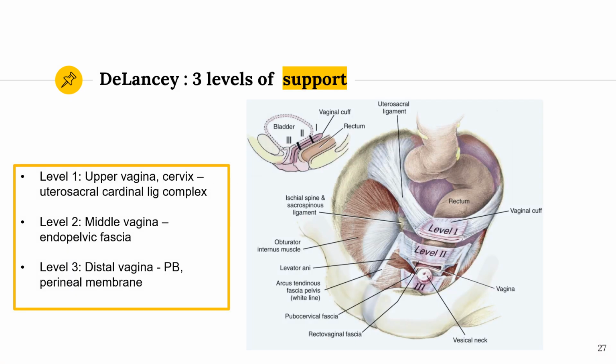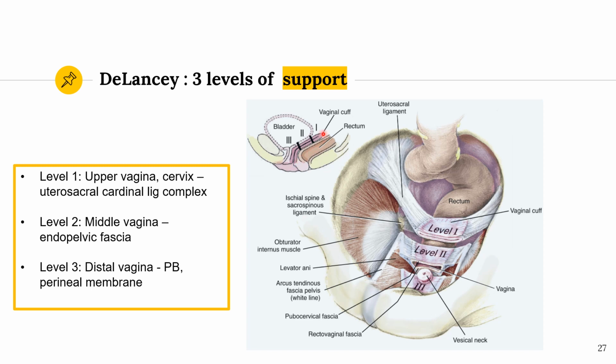For the pelvic floor support, we currently rely on the DeLancey 3 levels of support, which describes the support of the pelvic floor divided into 3 levels. Level 1 is for the upper part of the vagina and cervix. Level 2, the support is for the middle part of the vagina. And level 3 describes the support to the distal third of the vagina.